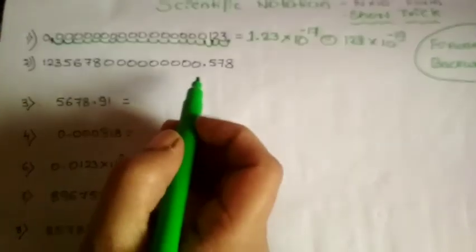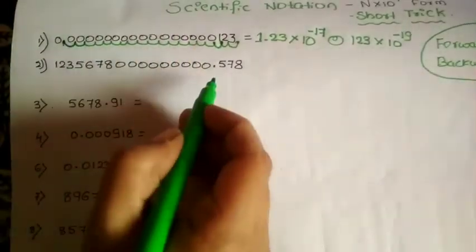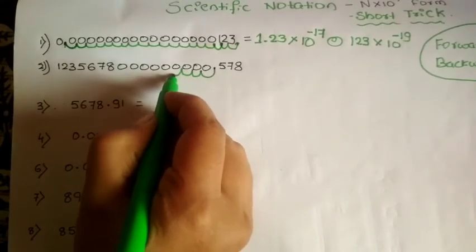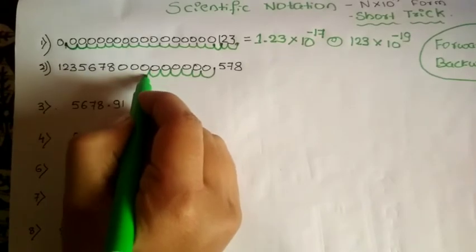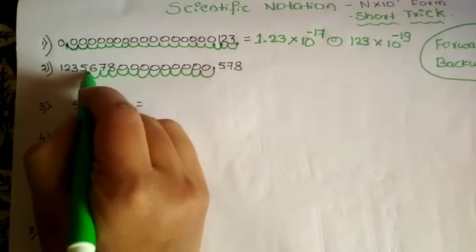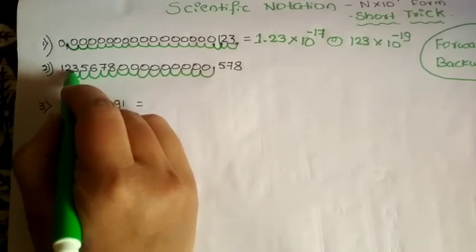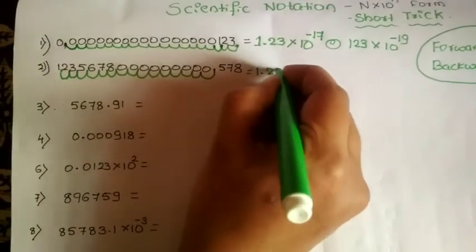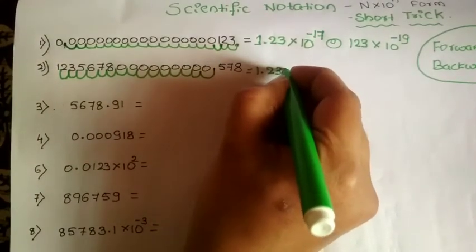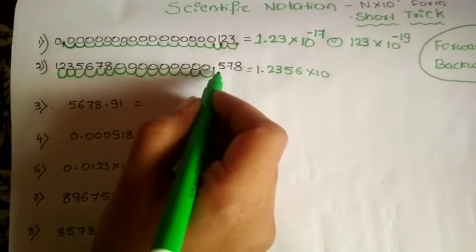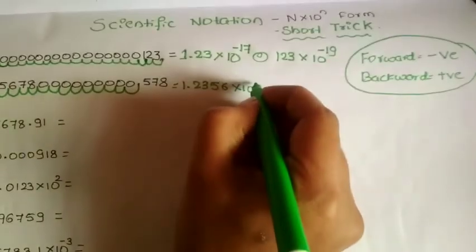So what I'm going to do, I'm going to shift the point backward. See here, 1 2 3 4 5 6 7 8 9 10 11 12 13 14 15. So 1.2356 into 10 to the power of, since I'm shifting the decimal point backward, it's positive, as I told. So what will happen to the exponent?